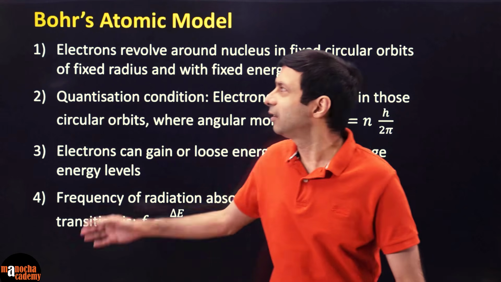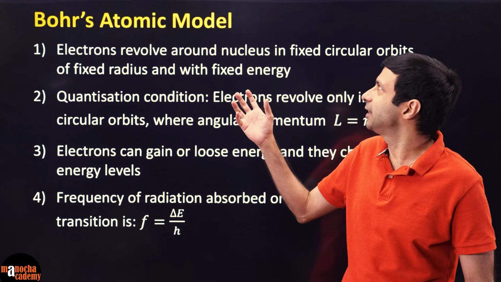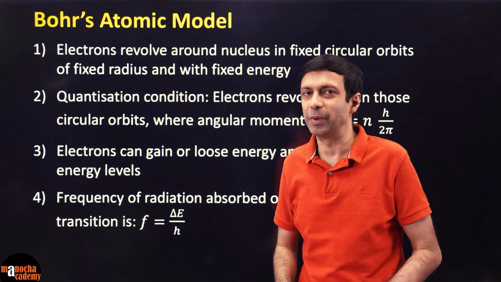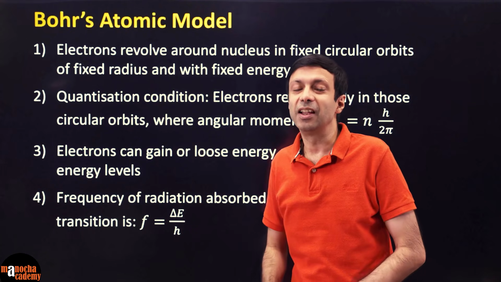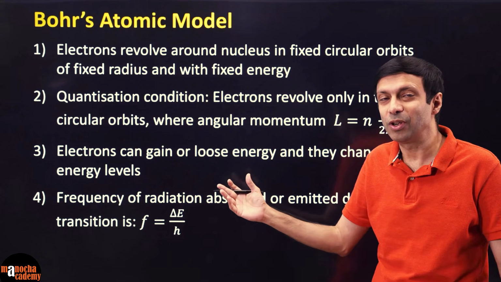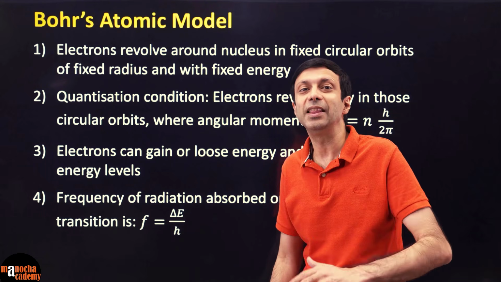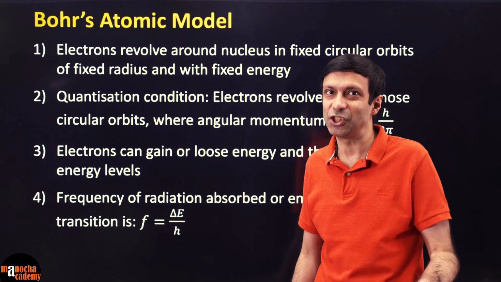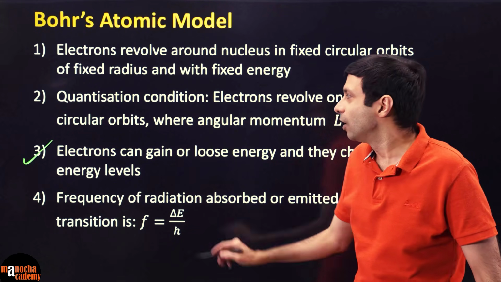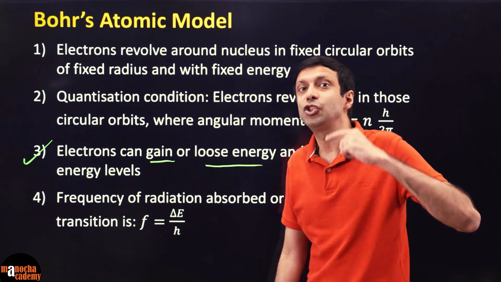So till now, we have done the first 2 postulates of Bohr's model. Remember, the first postulate said that when electrons revolve around the nucleus in fixed circular orbits of fixed radius, they move with fixed energy. But then the third postulate talks about how electrons can also gain or lose energy when they change their orbits or shells. So now we are going to look at the third postulate of Bohr, which says that electrons can gain or lose energy when they are shifting the orbits.